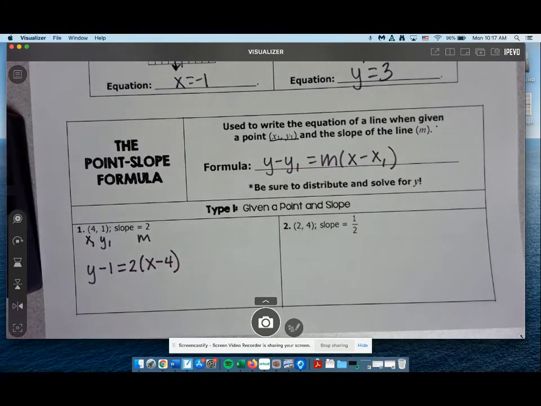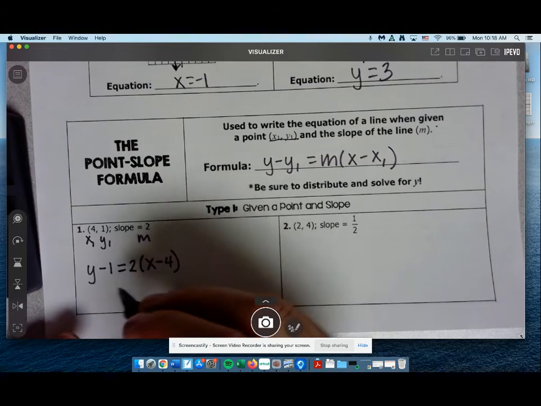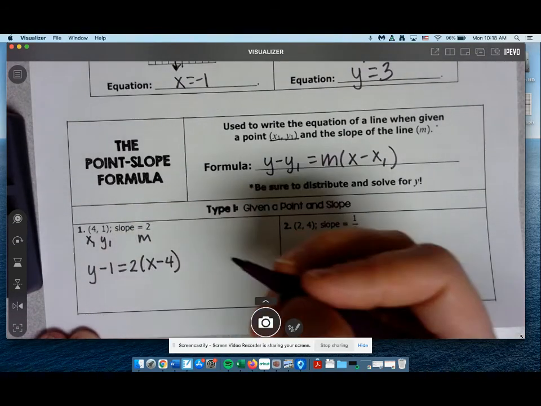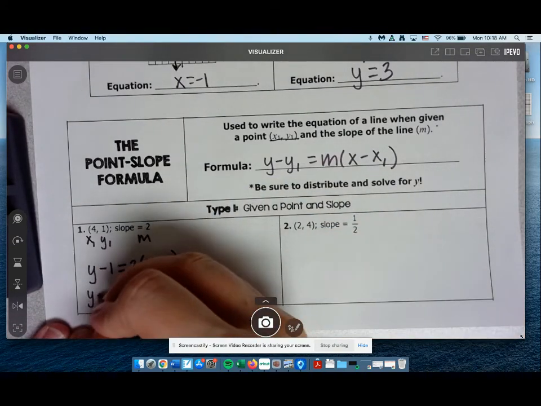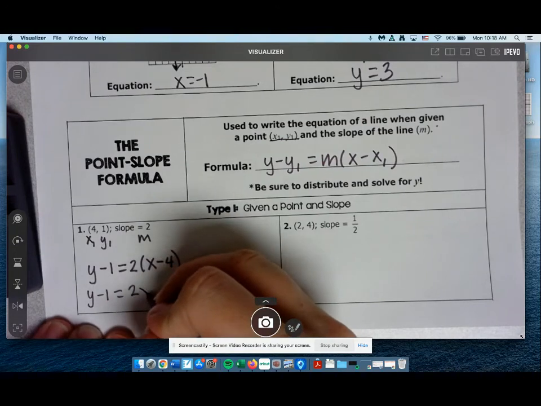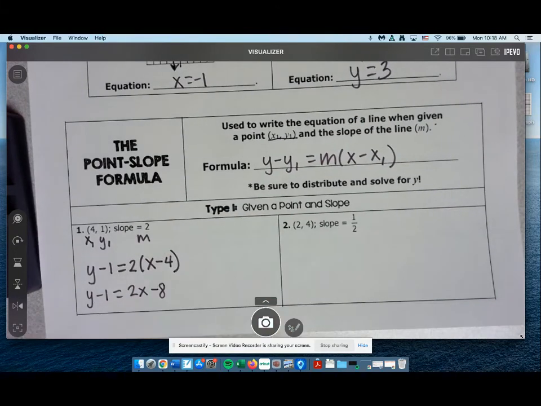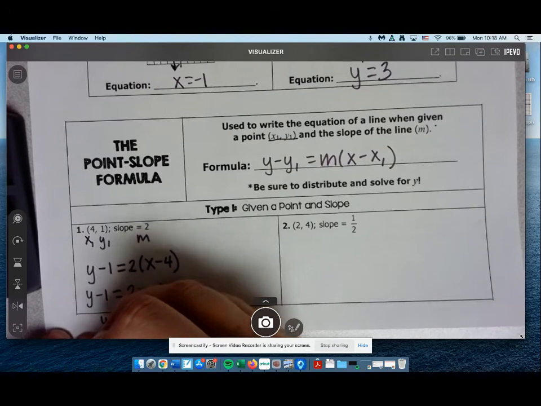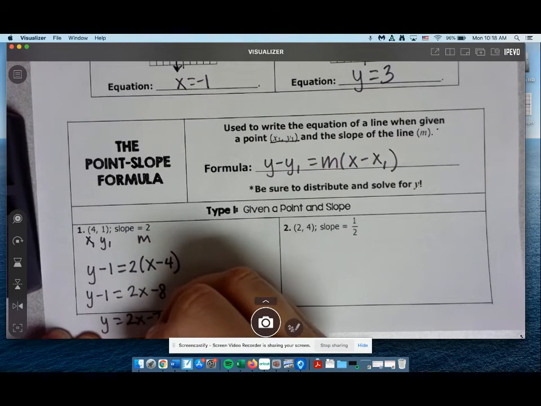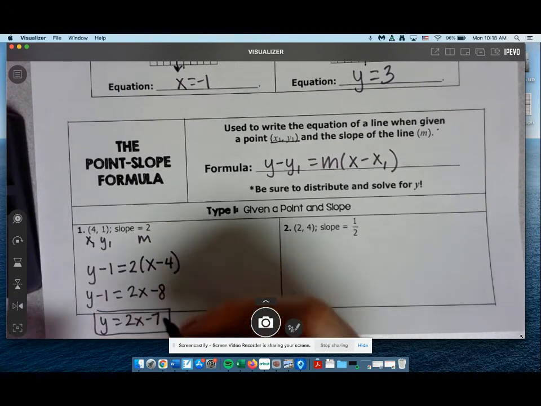We traditionally don't just leave it like this because slope-intercept form is more helpful to us when we graph. So from here, if I wanted to get y alone, that would give us slope-intercept form. I'm going to distribute that 2. And then to get y alone, we'll add over that 1. So your final answer should be y equals 2x minus 7.